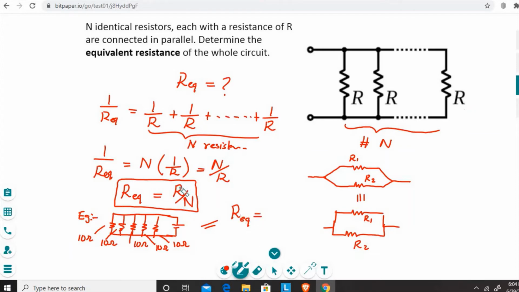Simply use this idea. You have to identify first that all the resistors are in parallel with one another and all the resistors are identical to one another. So you take the resistance value of one resistor, then divide that by the total number of resistors. Here you have 5 resistors, so your answer would be 2 ohms. It's that simple. Okay, so this is the second point that I want to explain.